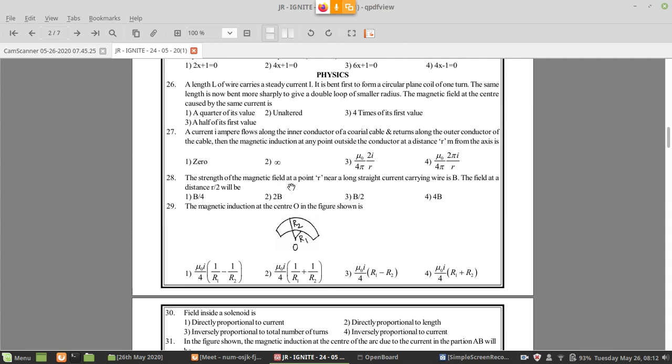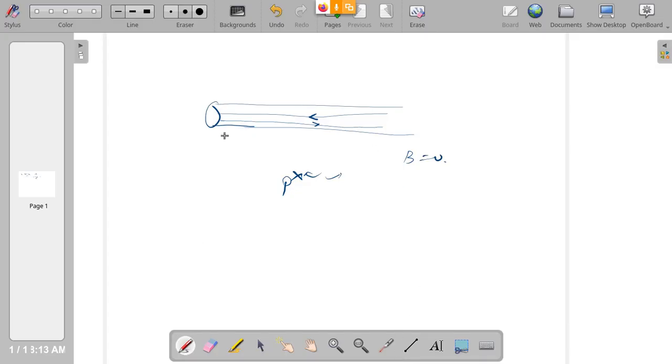The strength of the magnetic field at a point near a long straight current carrying wire is B. The field at a distance R by 2 will be how much? So due to a long straight wire, the formula is mu naught I by 2 pi R, or 2 pi A in our derivation. We used the symbol A, here it is R. So for a straight wire at any point, let us call this distance R, the magnetic field is B is equal to mu naught I by 2 pi R.